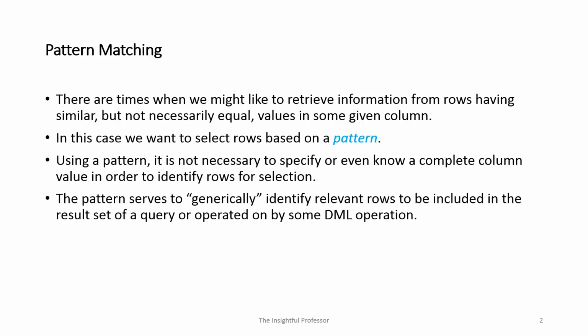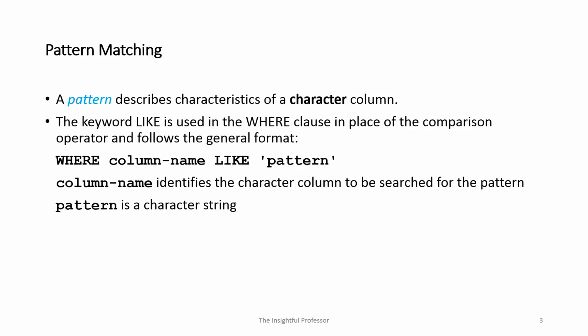Now, patterns apply only to character data. Keep that point in mind. So a pattern describes the characteristics of some character column. And we don't use a conventional relational operator, but we use this keyword that SQL provides for us called like. And this is where we get the notion of this thing is like this other thing, or it's similar to something else. So we specify the name of the character column, then the keyword like, and then a quoted string using single quotes or apostrophes, however you wish to refer to this.